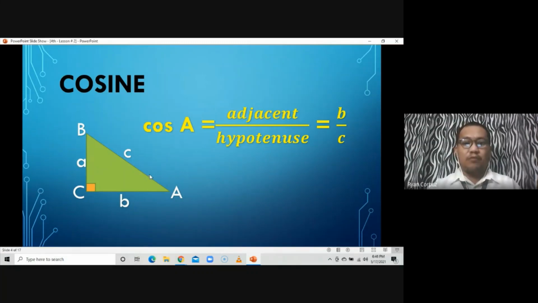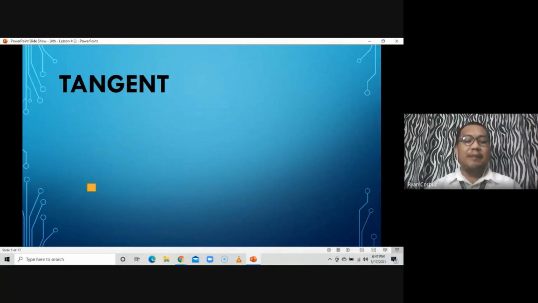What is that? What does adjacent mean? Adjacent is the side closer to angle A, the angle that we are pertaining to. The side closer to angle A, other than the hypotenuse, is the side B. So that's adjacent, that would be B, over the hypotenuse, that would be C. So if we want to find out cosine A, we can form the ratio B over C, in the same way we have applied adjacent over hypotenuse. So yun yung cosine.